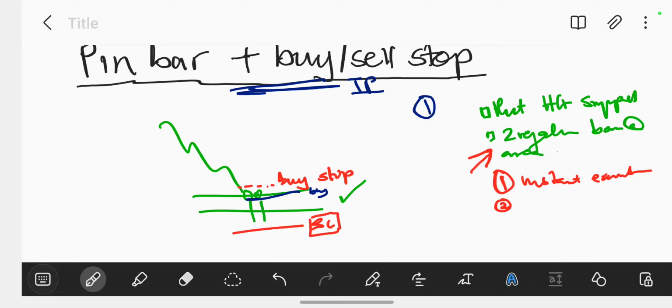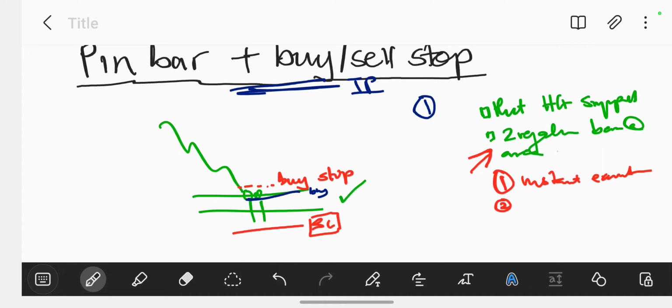Now, the disadvantage is that should the price fail to carry the momentum and go down, it's going to take a loss, and when that happens, that's an advantage for trader two. Trader one would have lost. That's the con of entering like this.